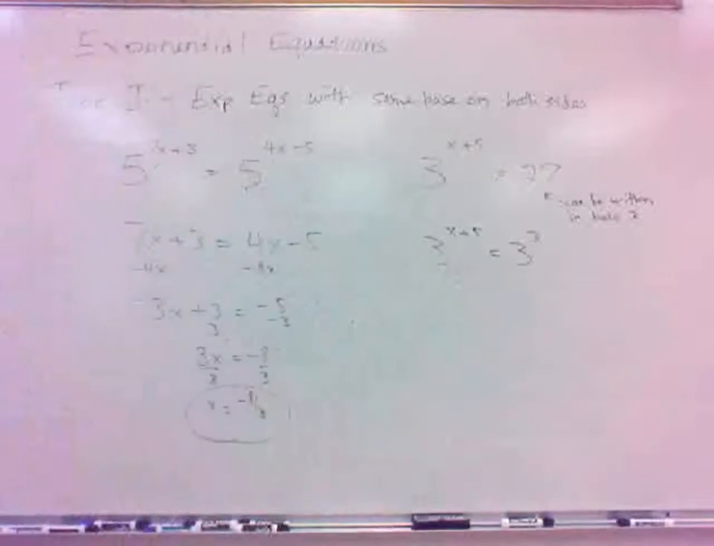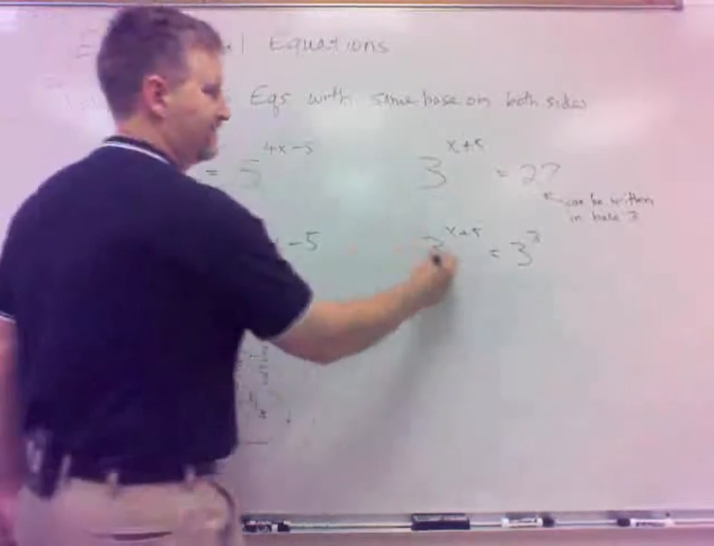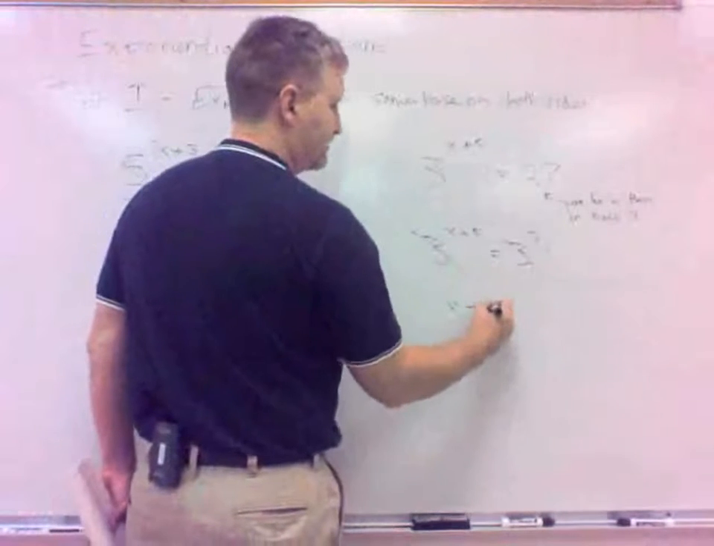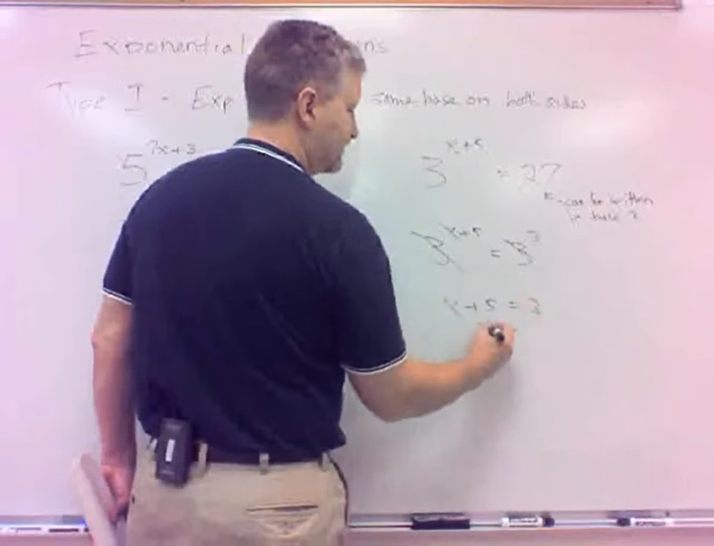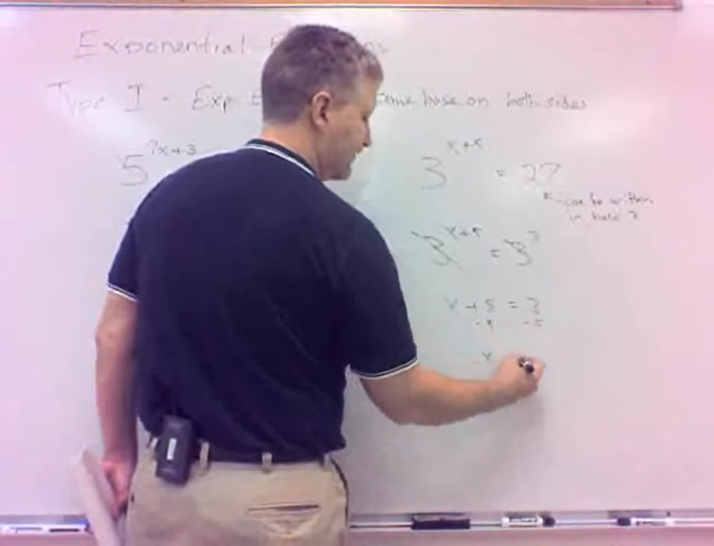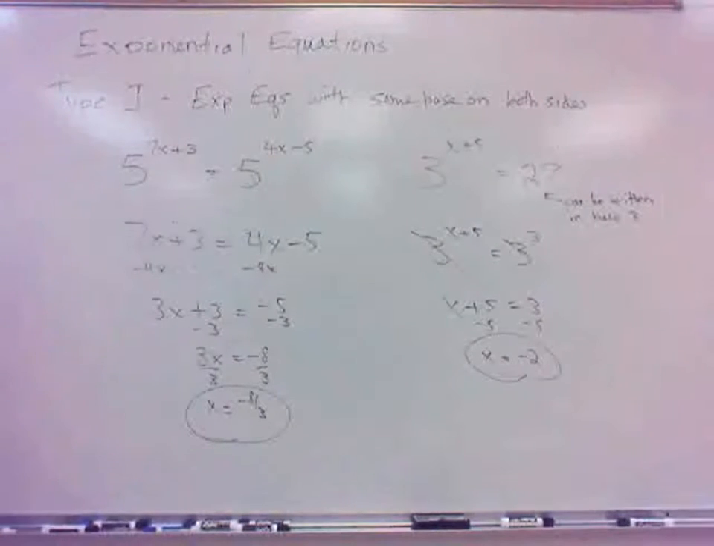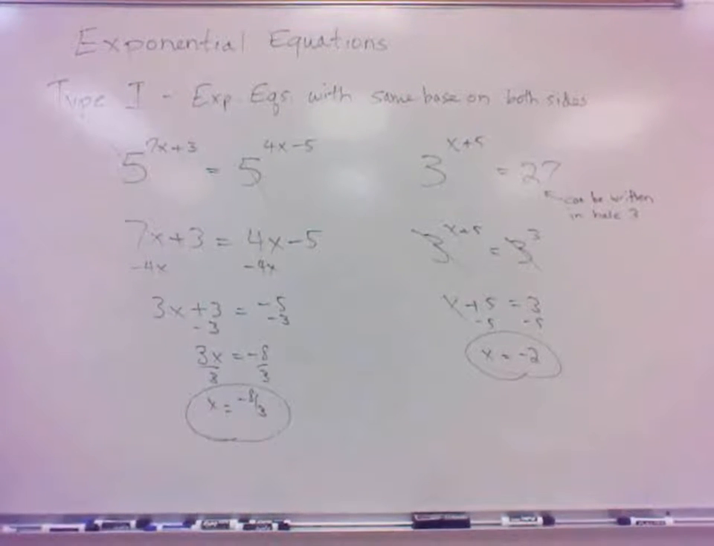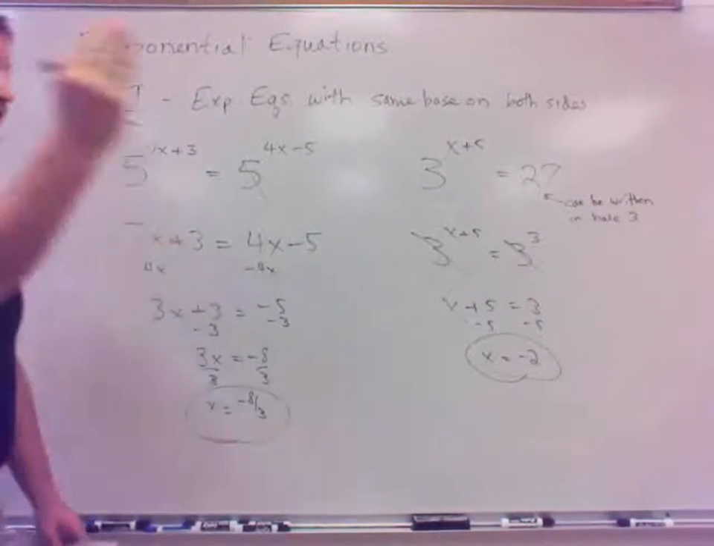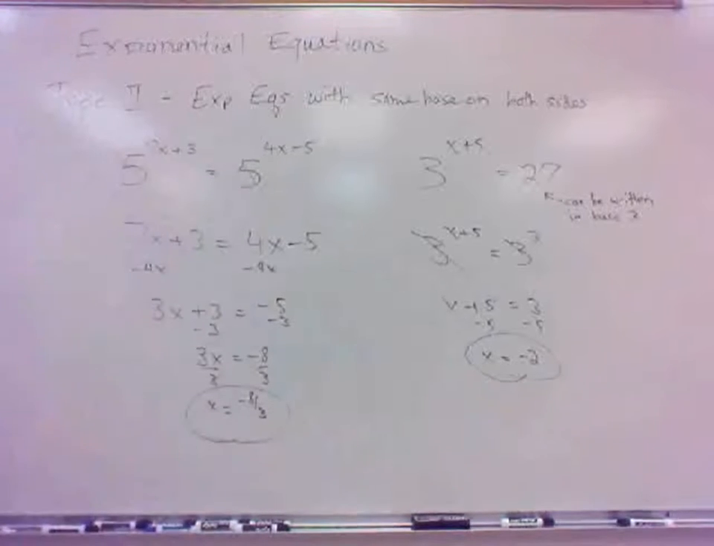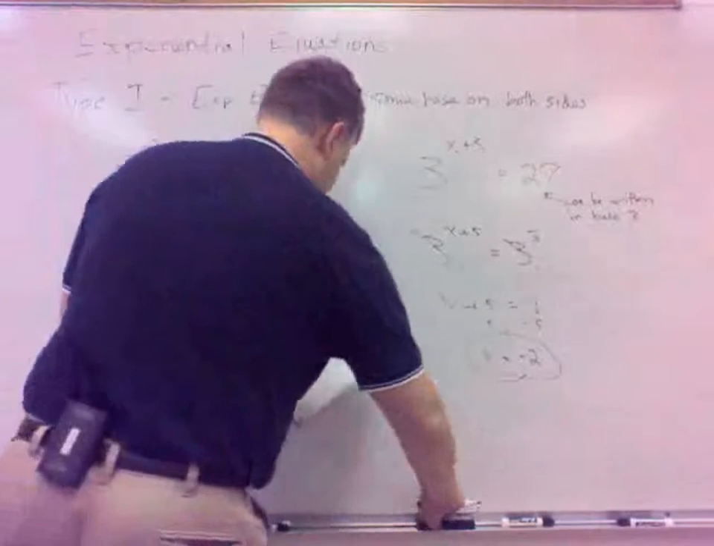Because if I write that as 3 to the 3rd power, what happens? The base 3's cancel out, essentially. So I have x plus 5 equals 3. So subtract 5, and you got x is negative 2. Okay? So that's the next type. It won't be difficult usually, but if we can do it that way, that is obviously the easiest way to go. All right? So let me give you a couple others.